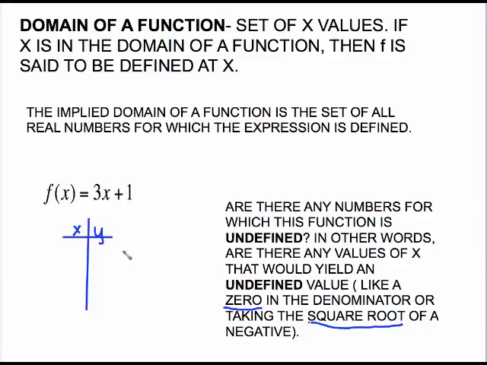To name all real numbers, we're going to use interval notation. All real numbers would be from negative infinity to infinity. When in doubt, go with all real numbers. The two cases you have to be careful of are fractional expressions where you would get 0 in the denominator, or if you would end up having to take the square root of a negative. So let's take a look at some examples.